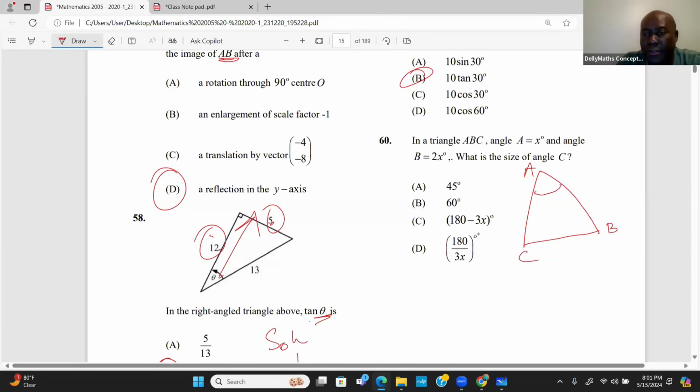Angle A is x. Angle B is 2x. What is the size of C? We all know that for this, you're going to add up these and take it from 180, since the third angle will add to give 180. So you can add this and this, which is going to be 3x. So this is 180 minus 3x.